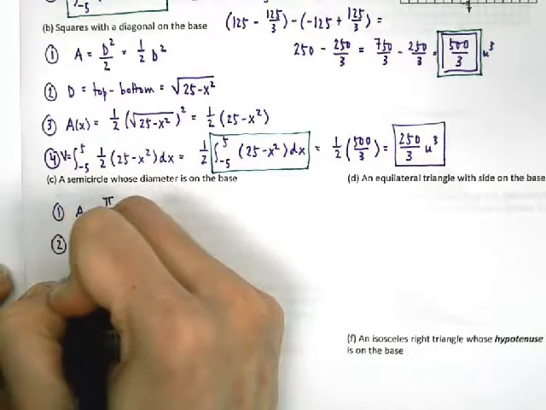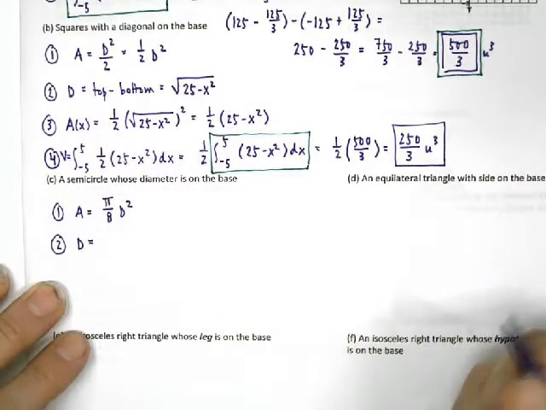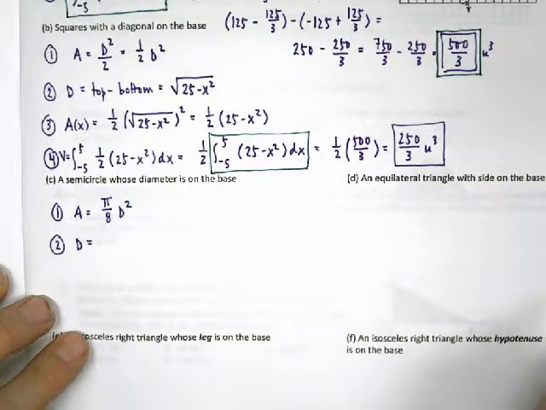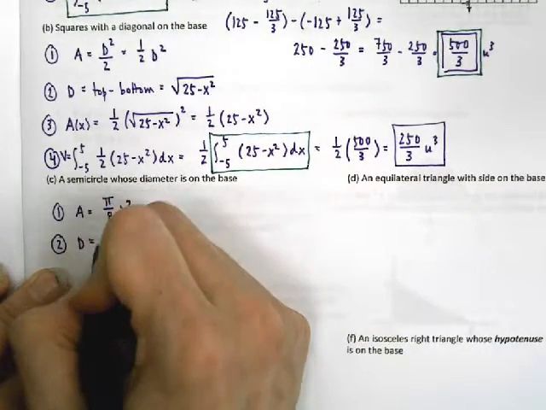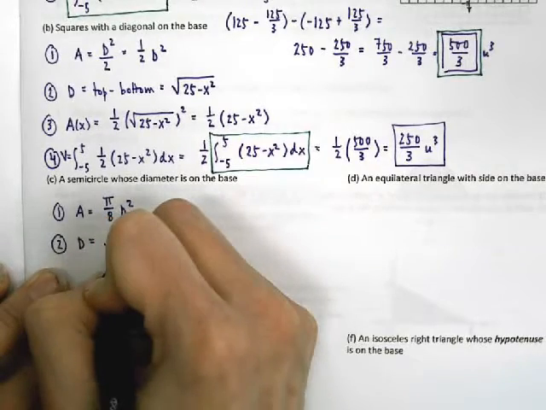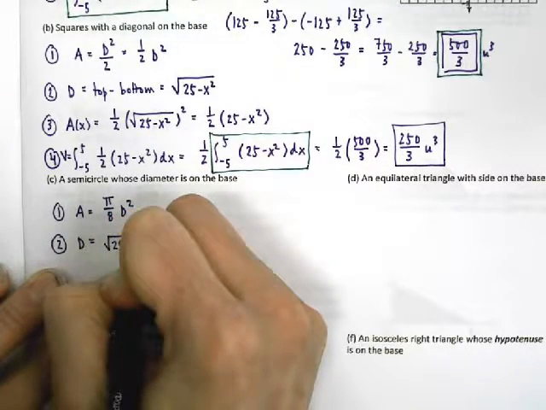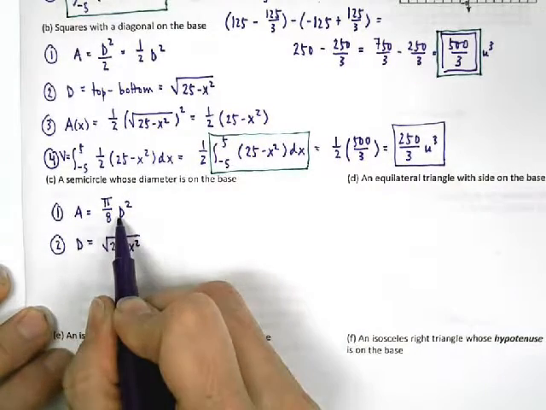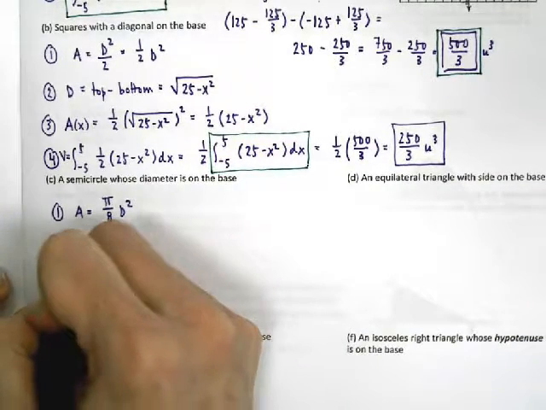Again, d is just our top minus bottom. Same top minus bottom that we've been doing because we have the same base. So our d is going to be square root of 25 minus x squared. Now that I have d in terms of x, I can get my area in terms of x.